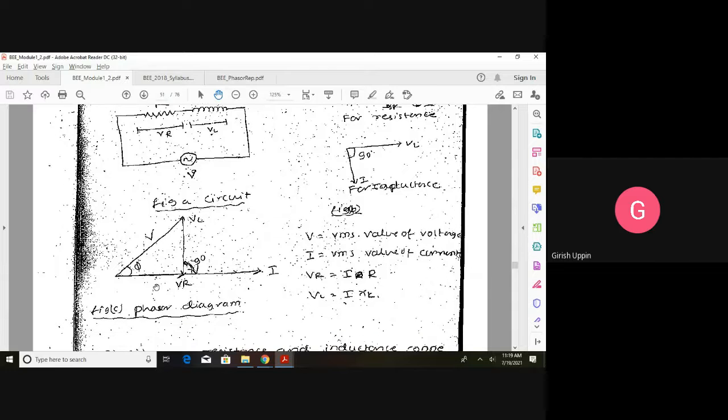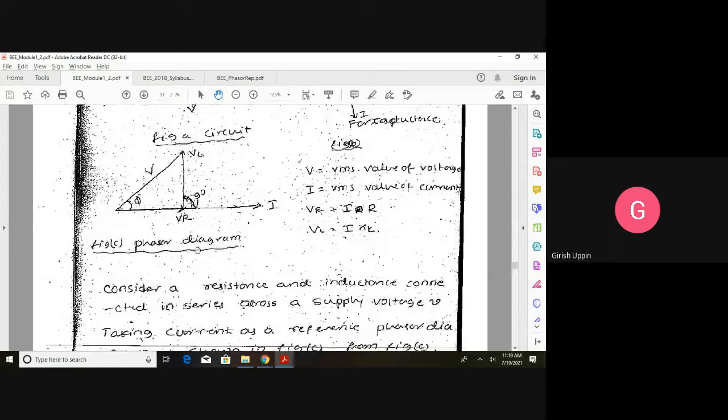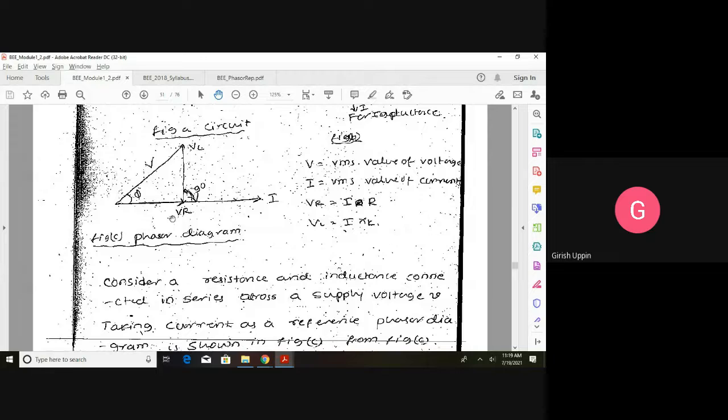And from this diagram, this is a right angle triangle. We can have V square is equal to VR square plus VL square, or V is equal to square root of VR square plus VL square. And this is the angle. So this is the applied voltage and this is the resulting current. You can easily write the equation. V is already given as Vm sin omega t, and the resulting current is lagging by an angle phi. What would be the equation for the I? I is equal to Im sin omega t minus phi.